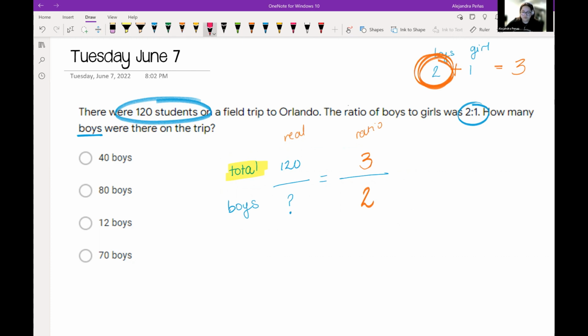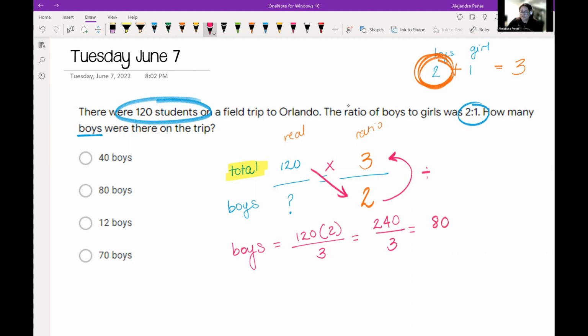In order to solve a proportion, all you need to do is cross multiply and divide. You're going to cross multiply, and whatever answer you get, you're going to divide. So the real number of boys on the bus is going to equal 120 times 2, and then that result will be divided by 3. 120 times 2 is 240, and that is going to be divided by 3. 240 divided by 3 is 80. So on the bus, there is a total of 80 boys. So your final answer is 80.